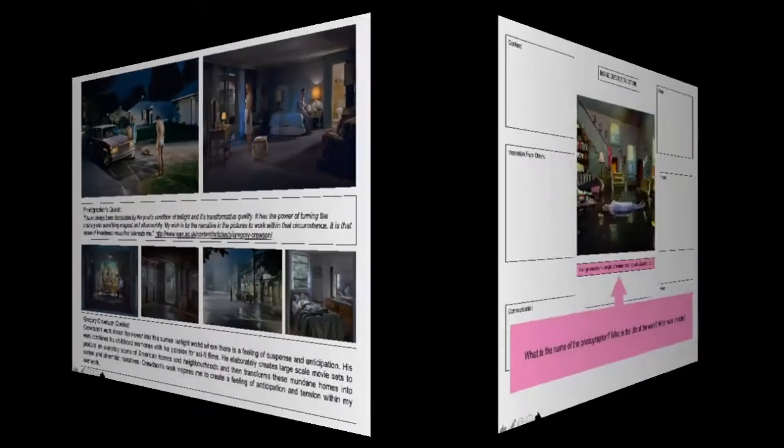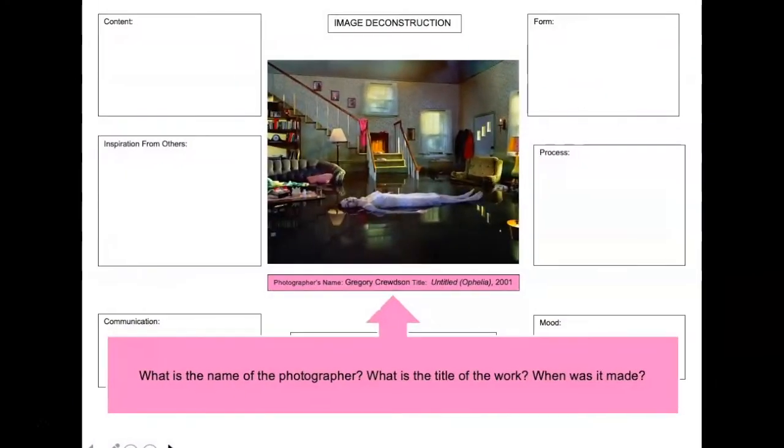Now this is when you image deconstruct one picture. So pick the picture that you like the most, okay, that you feel inspired. So the next thing you need to do is write the name of the photographer, the title of the work, and when it was made.